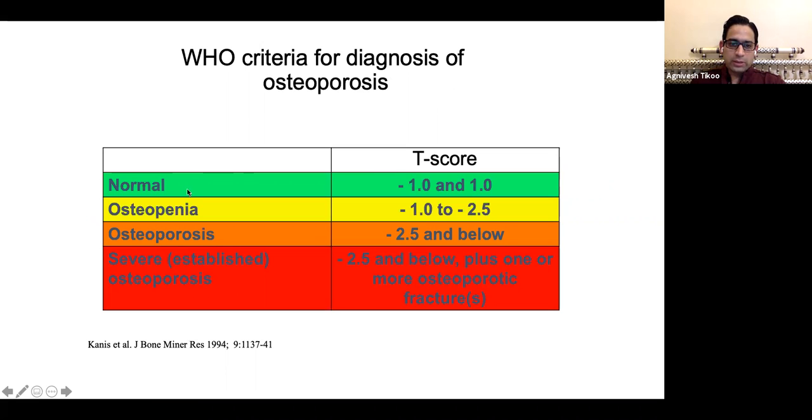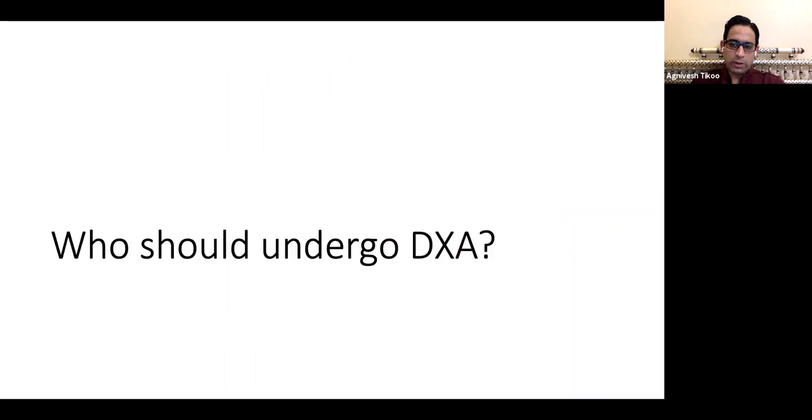Now, normal bone density is considered from -1.0 to 1.0. Osteopenia is -1.0 to -2.5. Understand this is a negative value, so the higher the number, the lesser the value. Osteoporosis is -2.5 and below, and severe established osteoporosis is -2.5 and below with an osteoporotic fracture. So they simplified it: instead of reading fine print and values and thinking what to do about it, you just look at the T-score and see it.